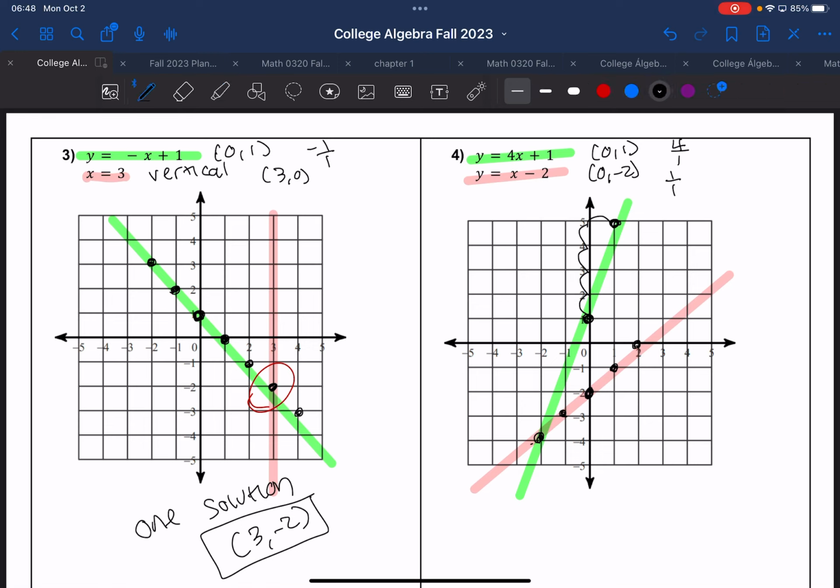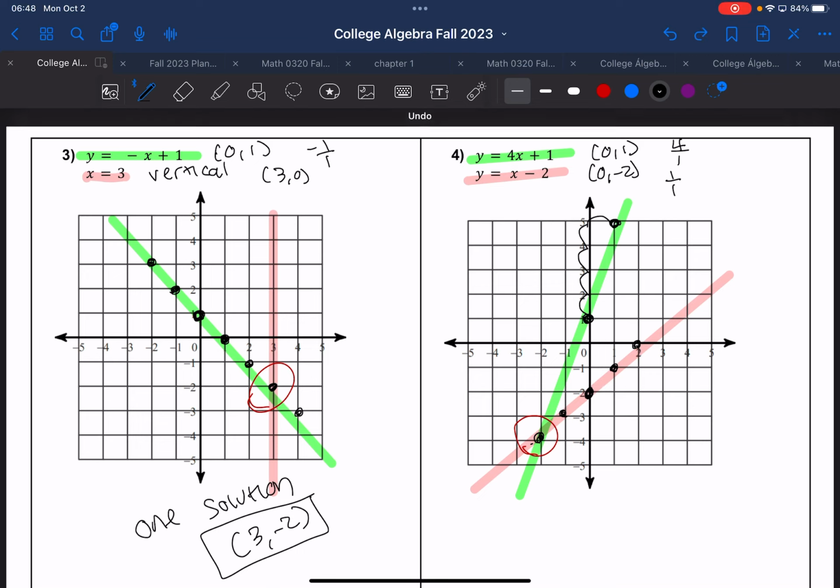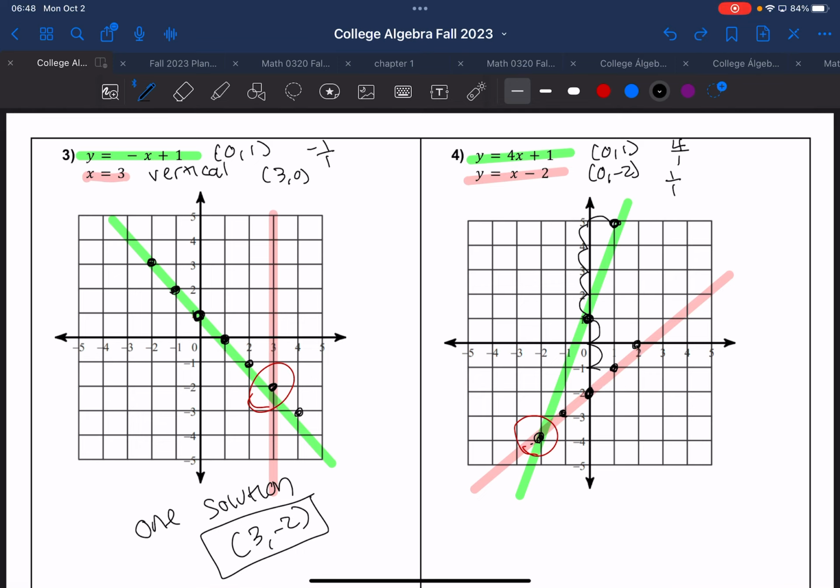Okay, so both your lines should look like this, and you should have got the solution right here at -2, -4. Does that sound right? Maybe not. Let me look. 1, 2, 3, 4. I think my green line's a little off.